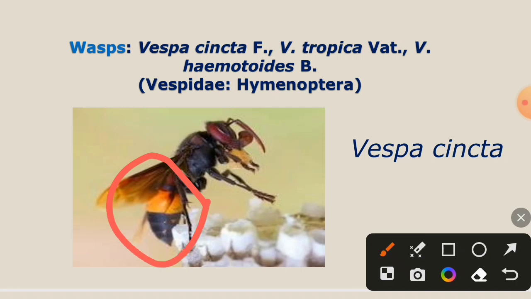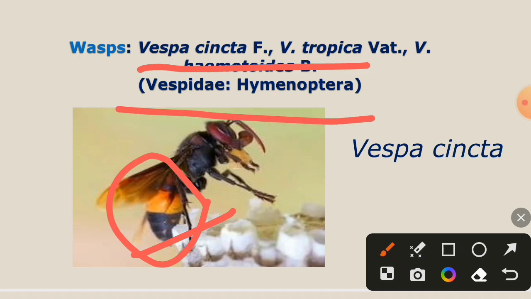The body of the insect is brownish to black in color, but near the abdomen region it has a broad yellow band. This yellow banded hornet's scientific name is Vespa cincta and Vespa tropica hematoides, from the family Vespidae, and the order is Hymenoptera. So it is a large wasp with a broad transverse yellow band on the abdomen, as I have told, and it is a social insect which constructs papery nests in hollow spaces.